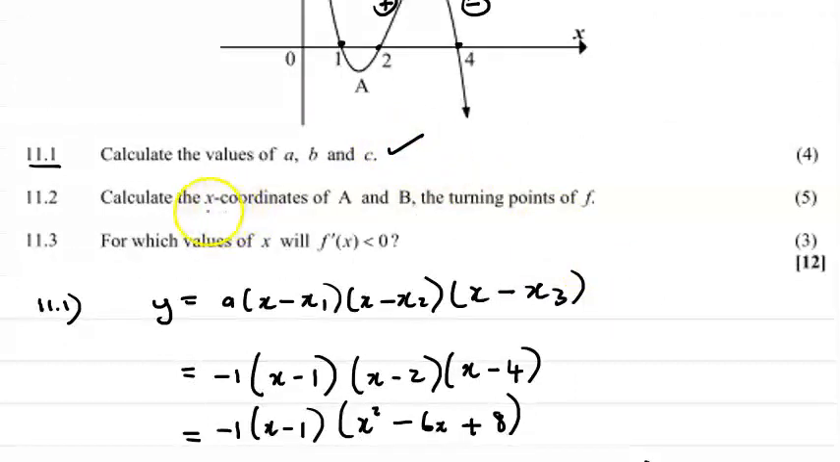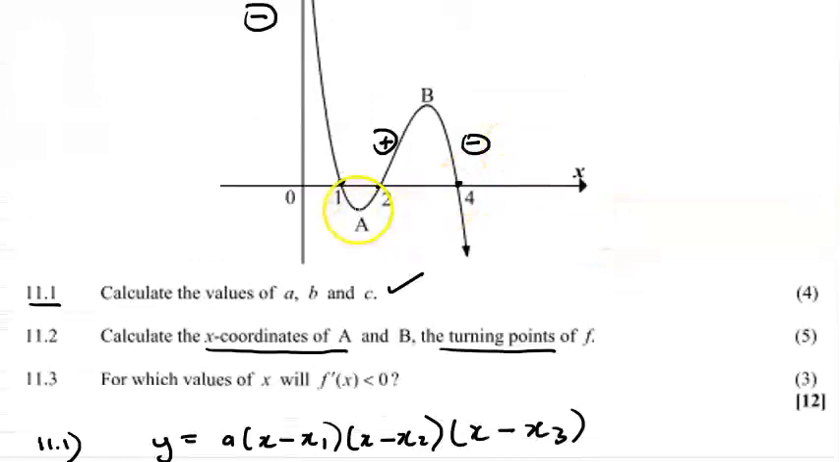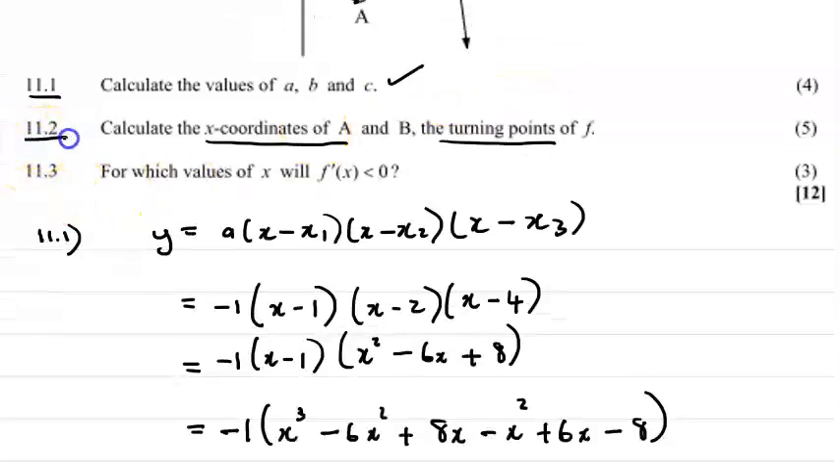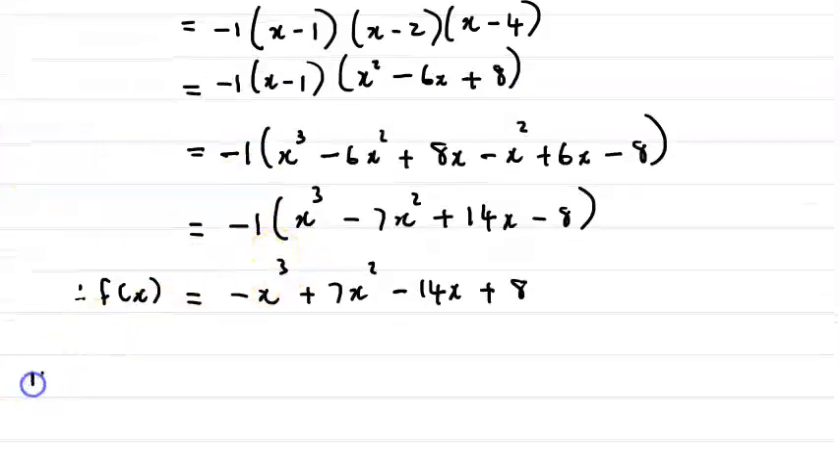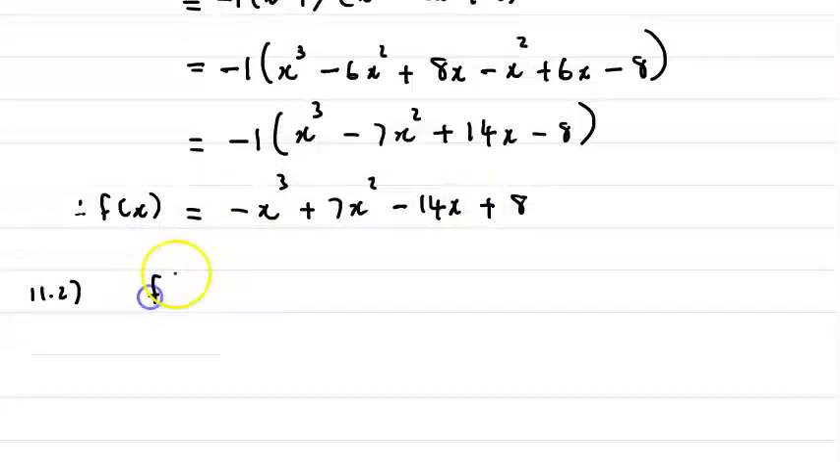Calculate the x coordinates of A and B, the turning points of f. Now learners, to find the coordinates of your turning points, remember that at your turning points, the derivative of your function is equal to 0. So therefore, for 11.2, we're going to say f prime x equals 0, and we're going to solve for x. Now let's solve for x.